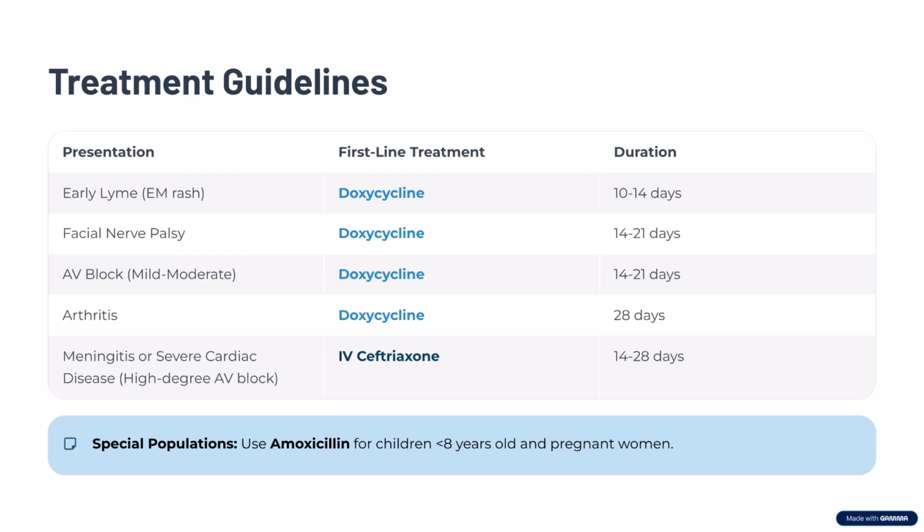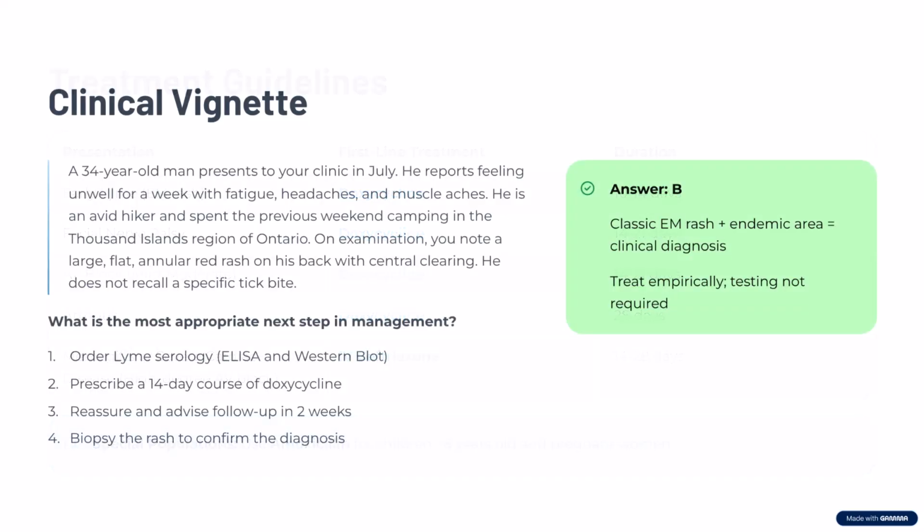Now, when do we use IV antibiotics? Think of severe disease. If a patient has meningitis or a high-degree heart block requiring hospitalization, the treatment of choice is IV ceftriaxone. A key exception to remember, for pregnant women and young children under 8, we typically avoid doxycycline and use amoxicillin instead.